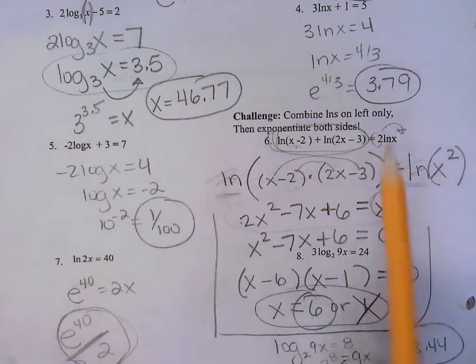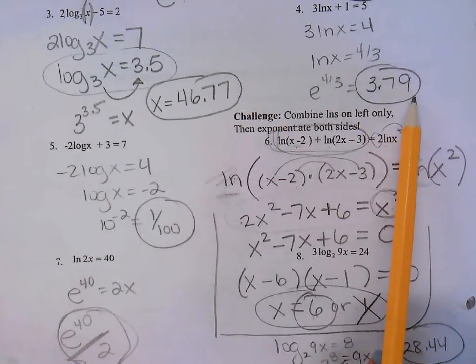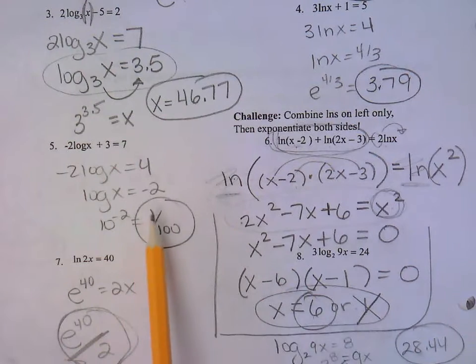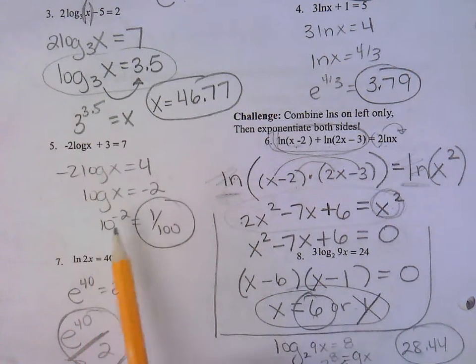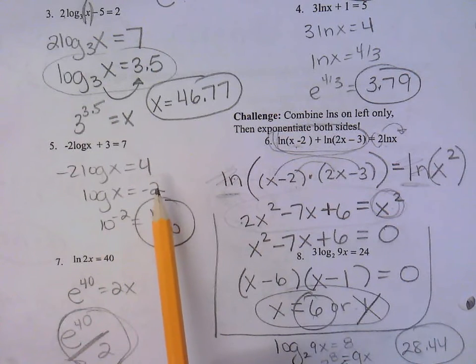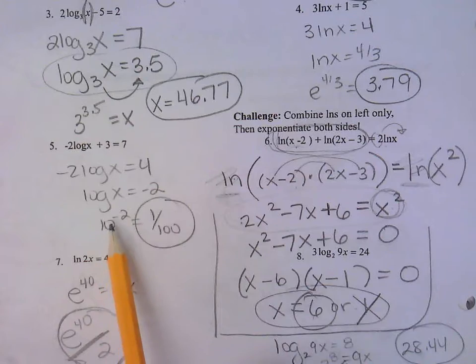But so number 4 is 3.79. Number 5 is 1 over 100. This would be more of a non-calculator question because it's just 10 to the negative second power. So that's 0.01 or 1 over 100, right? Square it and flip it.